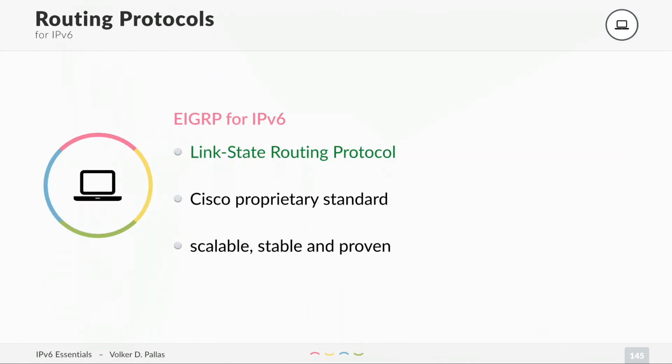The third option is EIGRP for IPv6. This is also a link state routing protocol. It's similar to OSPF, but it's a Cisco proprietary standard, so you cannot use it on your HP device or on your other switch or other router. It's only Cisco. It is still stable, it is scalable, and it is proven, and it is widely used.